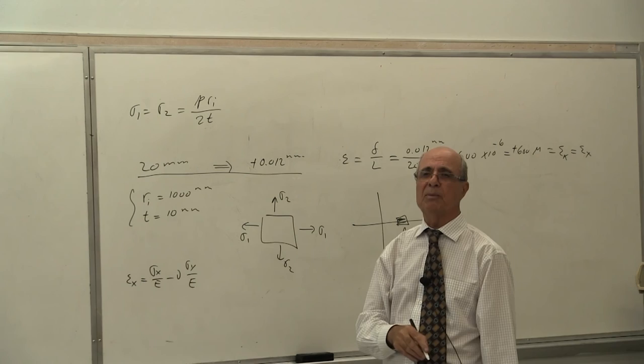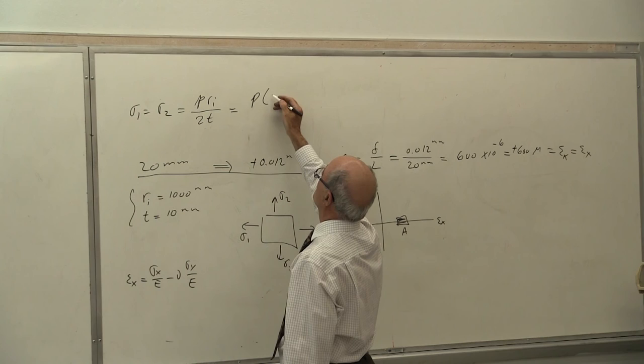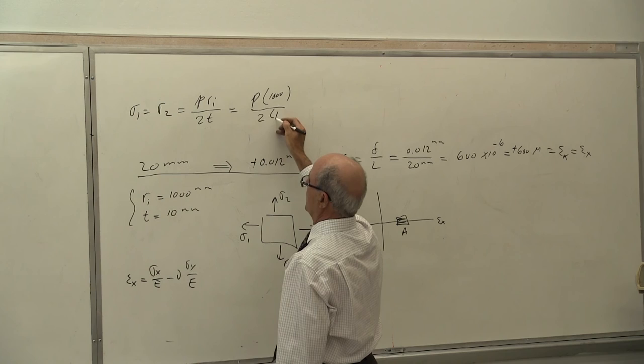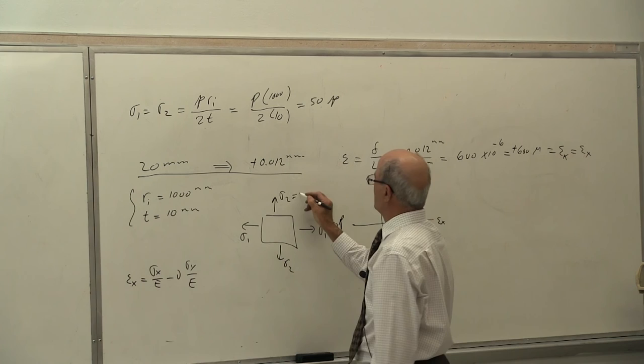Let's go to that equation, look what we get. That is equal to P times RI. RI is, well, how much? 1,000 divided by 2 times 10 millimeter, because the thickness is 10 millimeter. So it becomes 50 P. So all I'm saying is that sigma 1 equals sigma 2, this is 50 P, this is 50 P.